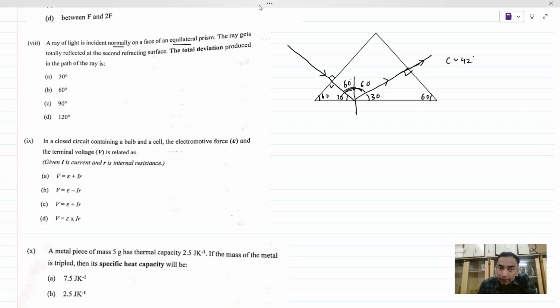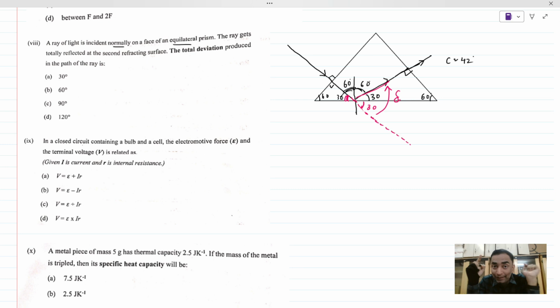Now, how will you measure the angle of deviation? That's quite interesting, right? Okay. So this is our ray. Extend it forward. It was supposed to go in this direction. Now, if this angle is 30, this angle is also 30. So it should go in this way, but it is going like this. This is the angle of deviation.